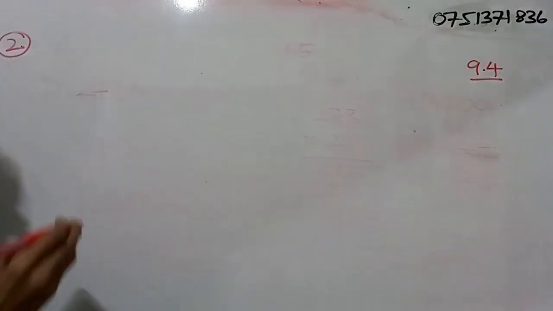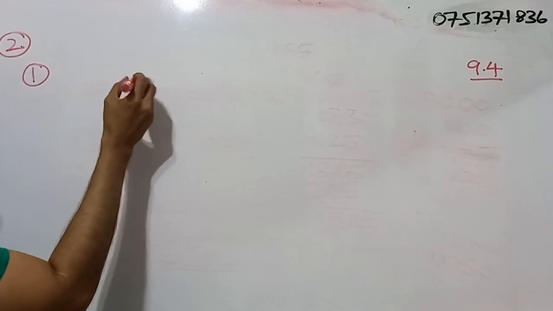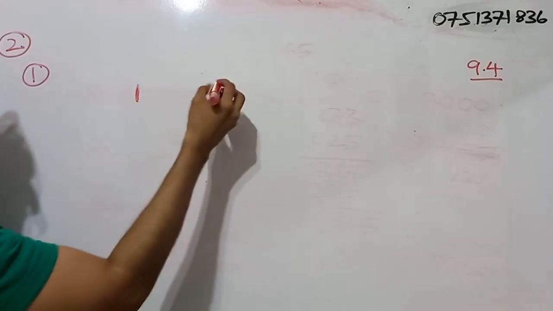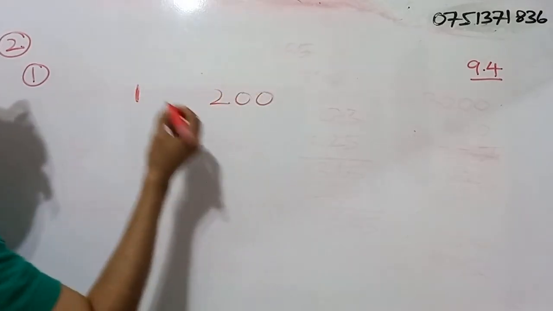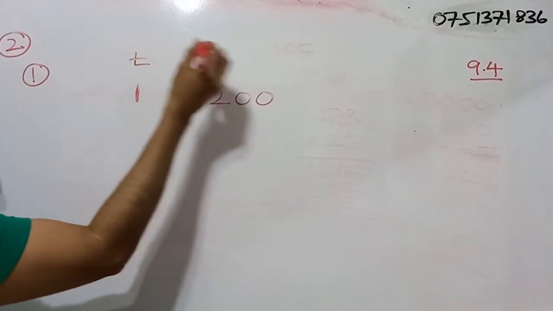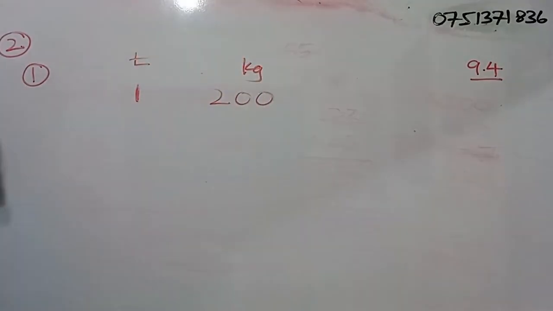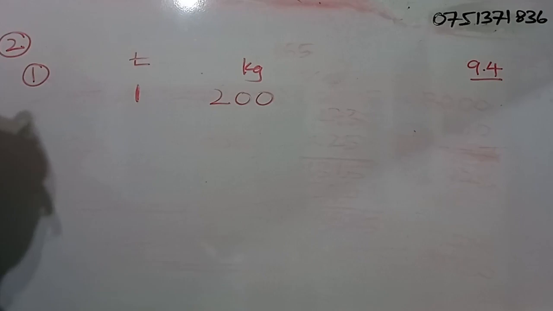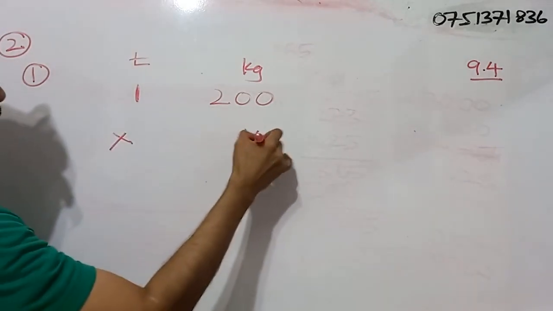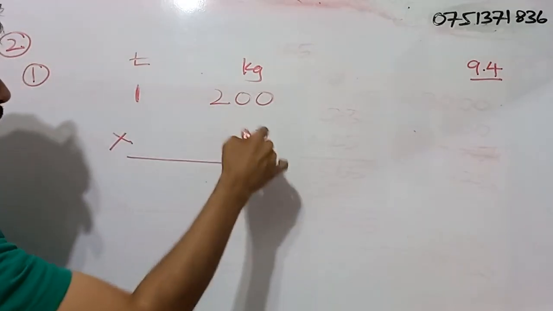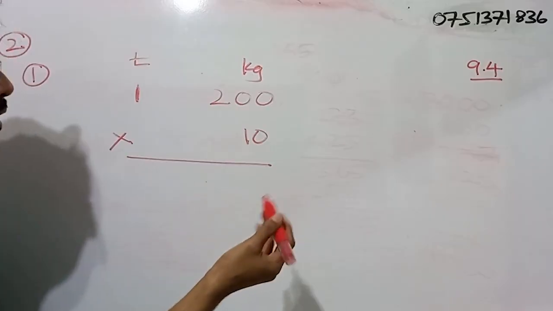Question number 2. Under that part 1. The approximate mass of a car is 1 ton and 200 kilograms. Express the approximate mass of 10 such cars in metric tons. The mass of one car is 1 ton and 200 kilograms. These are tons, these are kilograms. So we have to multiply this by 10, because 10 means 10 cars, right?